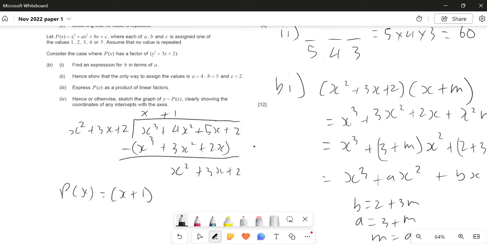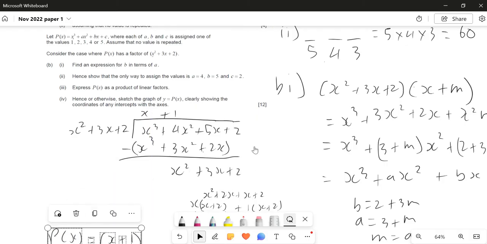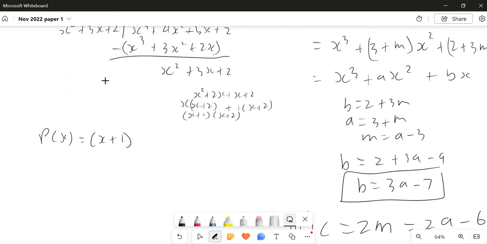And then this x squared plus 3x plus 2, I guess doing it the long way, x squared plus 2x plus x plus 2, and then x times x plus 2 plus 1 times x plus 2, which gives x plus 1 and x plus 2. So our P of x is x plus 1 squared, and then x plus 2.